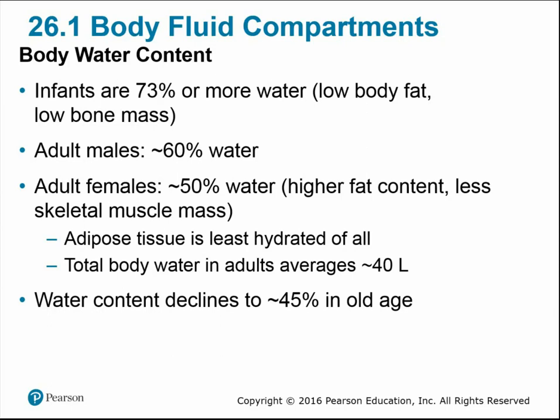Adult males are about 60% water and females about 50% water. So females generally have higher fat content and less skeletal muscle mass, so they have slightly less water than males. And as you know, adipose tissue, fat tissue, would be the least hydrated of all, since it's hydrophobic. So total body water in adults averages around 40 or so liters. And then as we get older, that water content is going to decline to about 45%.